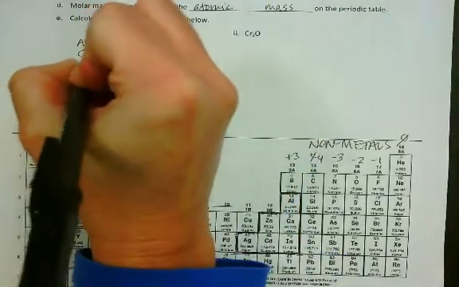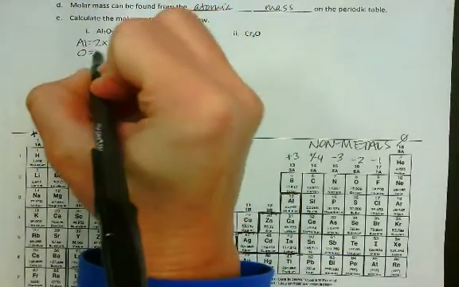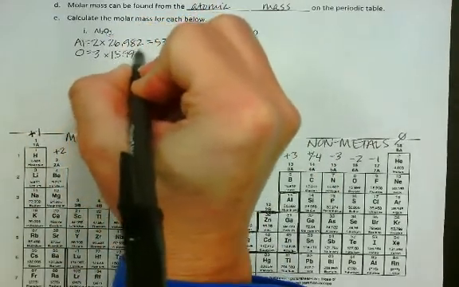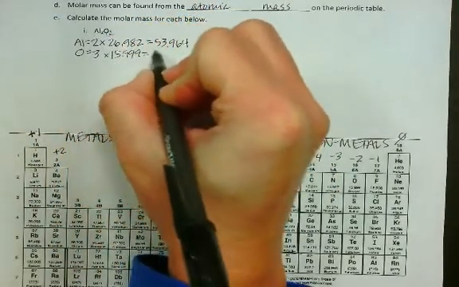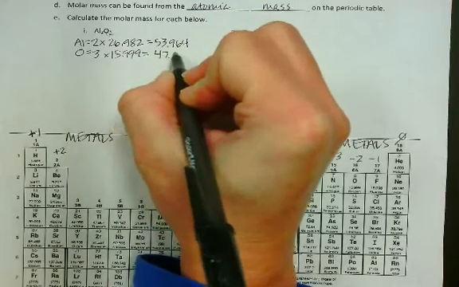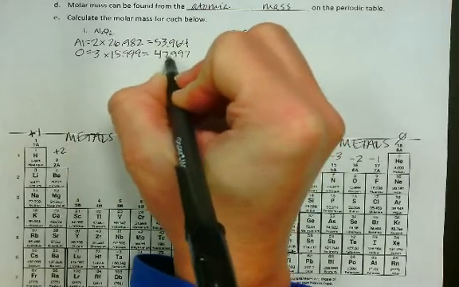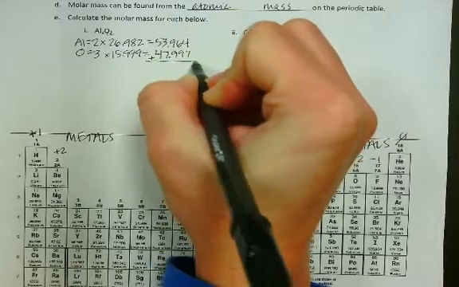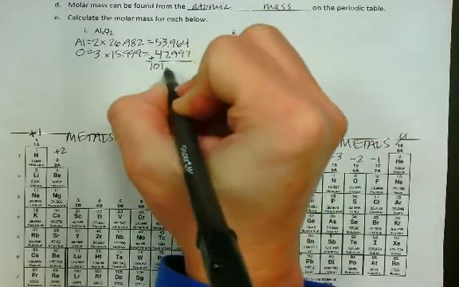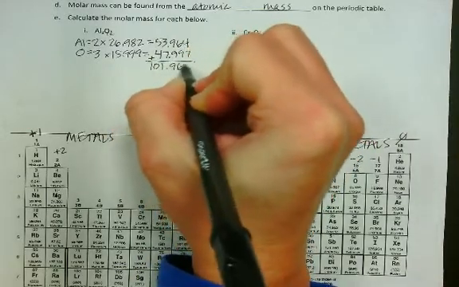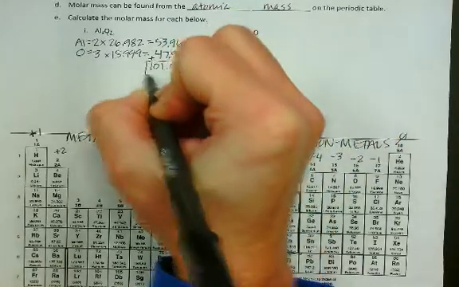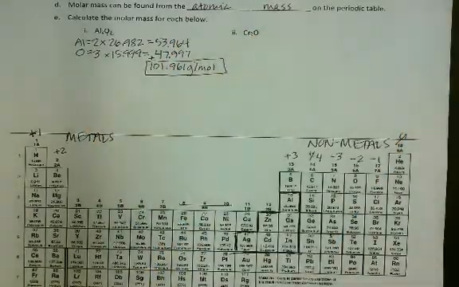Okay, now the other part is the oxygen. It tells us we have 3, so we do 3 times 15.999, and that gives us 47.997. Okay. Once we have those 2 parts done, we add them together. And when we do that, we get 101.961 grams per mole. That is going to be your unit, grams per mole, for our molar mass.